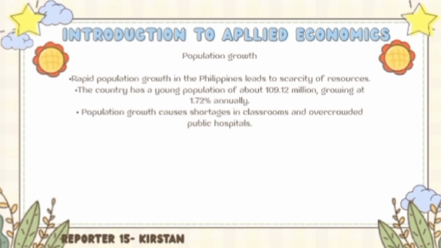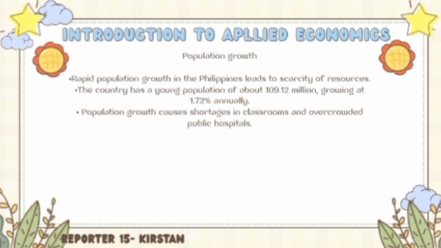The country has a young population of about 109.12 million, growing at 1.72% annually. So the Philippines has many young people. About 109.12 million people live in the country. The population increases by 1.72% every year, meaning more people are added each year.